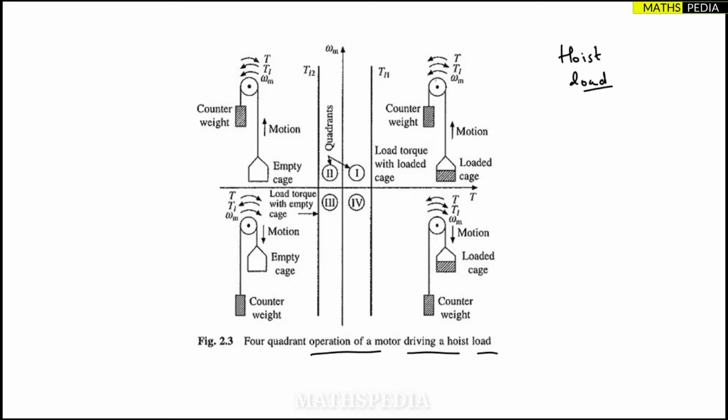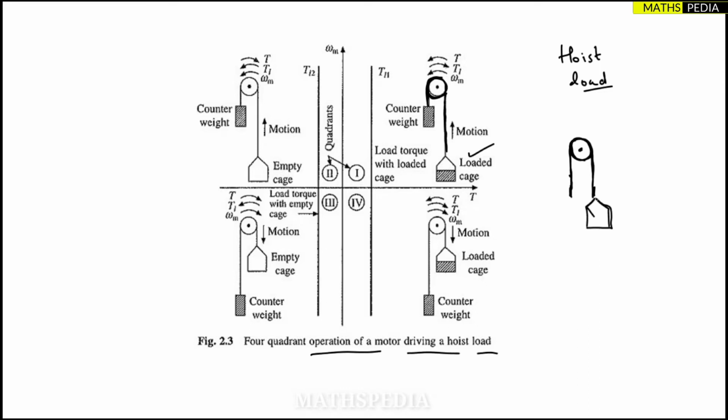So let me go to the hoist load. What it means is this part, whatever they are talking about. A hoist load consists of a rope. Here we have the rope, wound around a shaft or a drum which is coupled to the motor shaft. The motor will be there in order to run this. One end of the rope is tied to the cage, as you can see in the diagram.